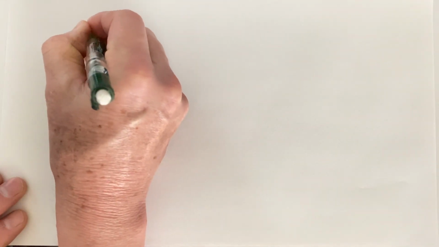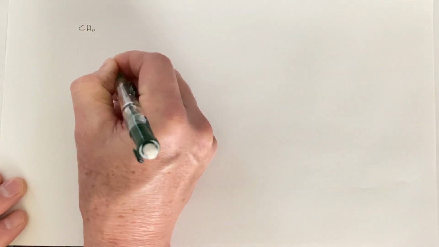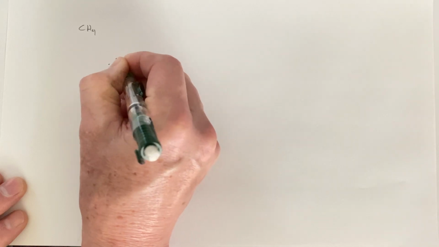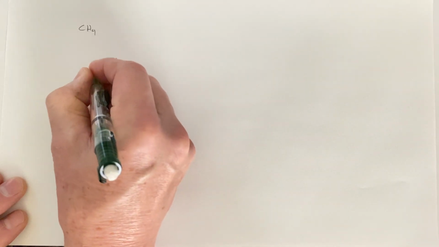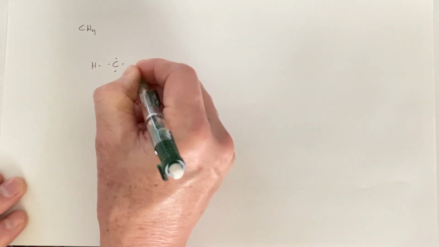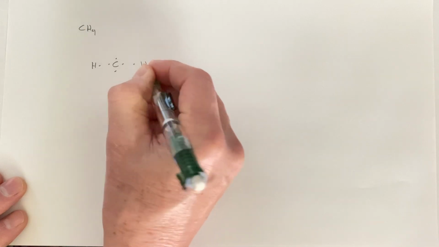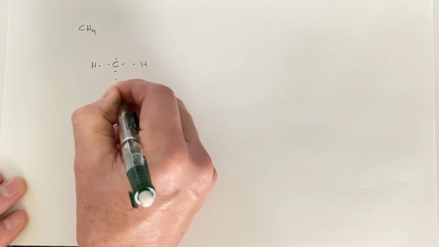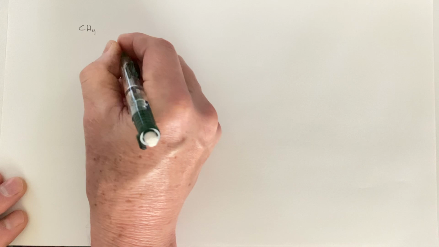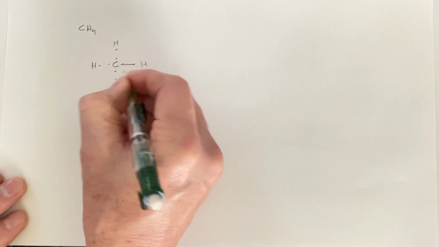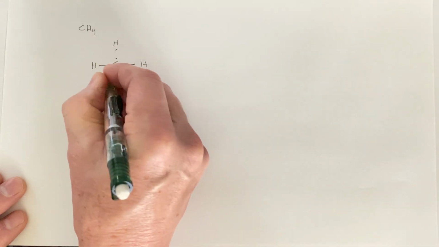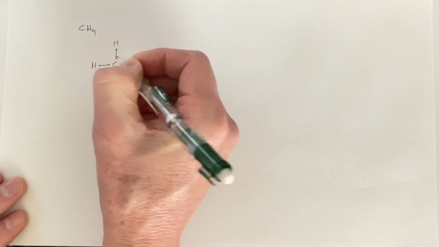We'll draw the carbon atom with its 4 valence electrons, and then we will attach a hydrogen, another hydrogen, another hydrogen, and another hydrogen. We make 4 bonds, and we have our Lewis structure for methane, CH4.